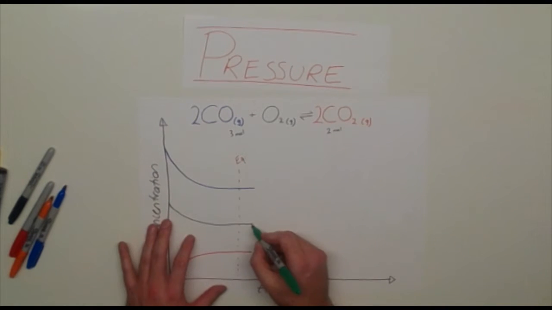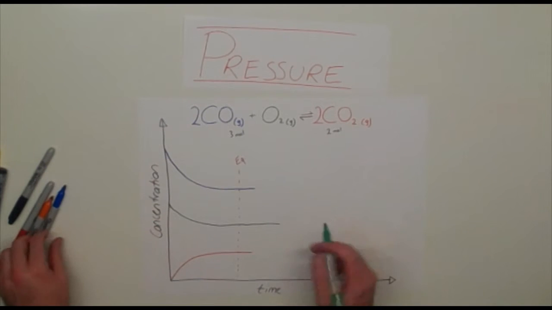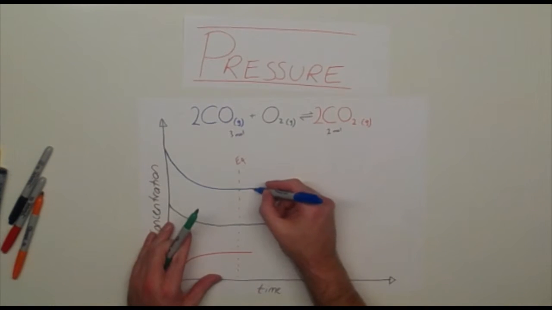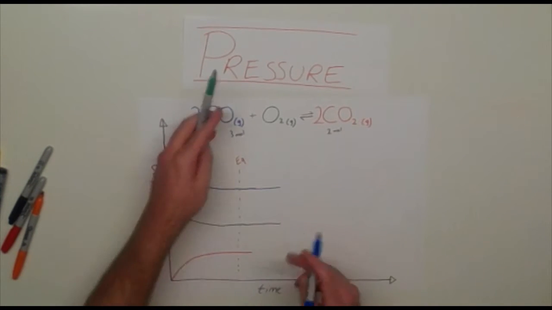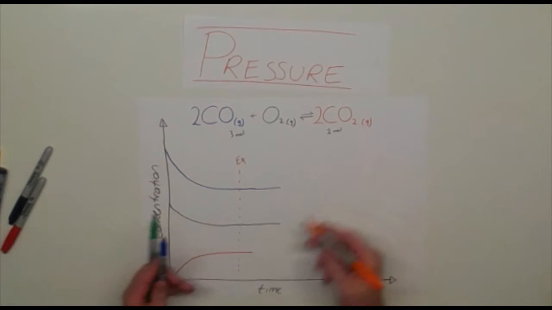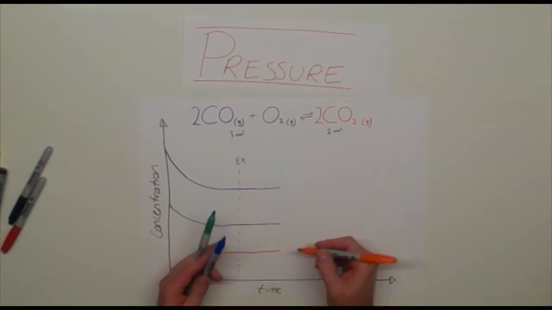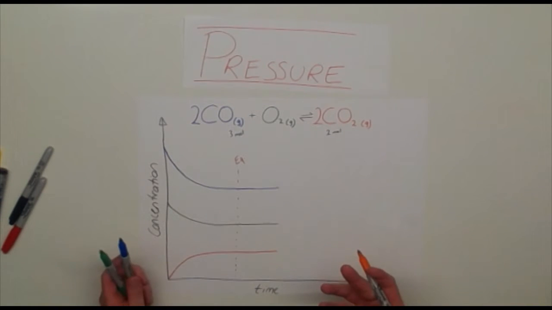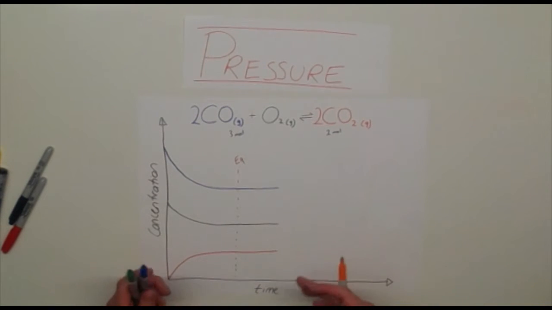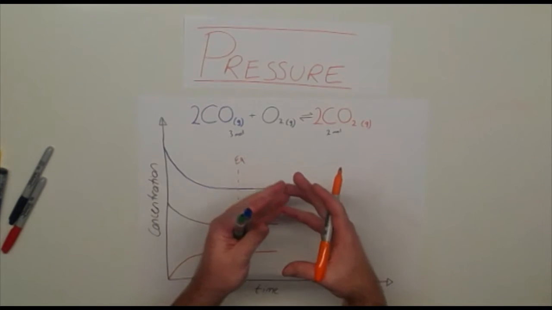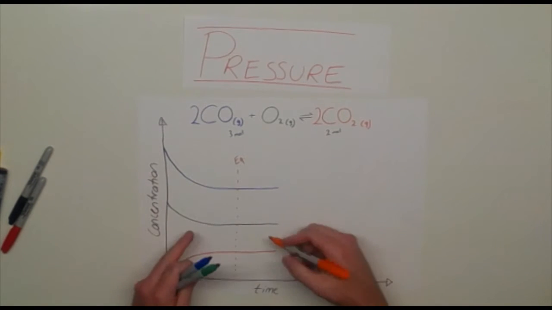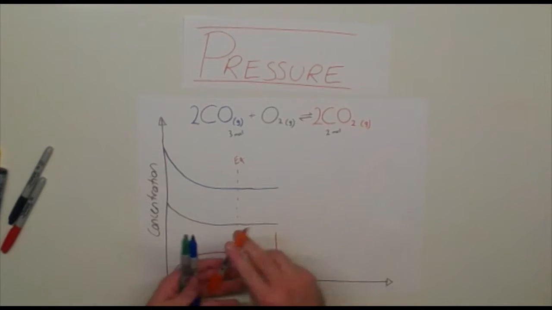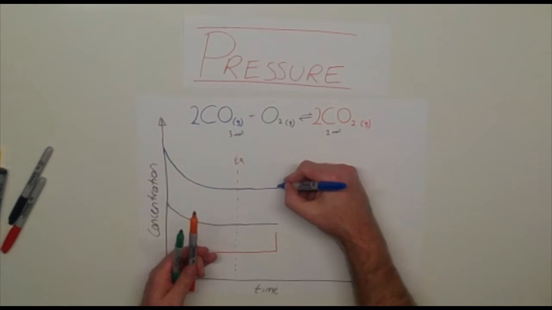Now what's going to happen if we just leave this to react? We're just going to still get molecules of carbon monoxide and oxygen going forward to form CO2, and CO2 going backwards, exactly the same thing. But if we increase the pressure, straight away we squish all these particles into a smaller space, so we increase the concentration. So all 3 of these peaks are going to jump up. And that's really important.